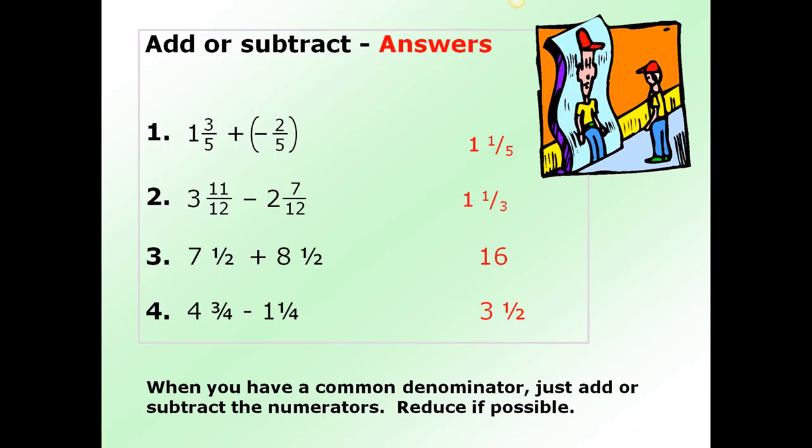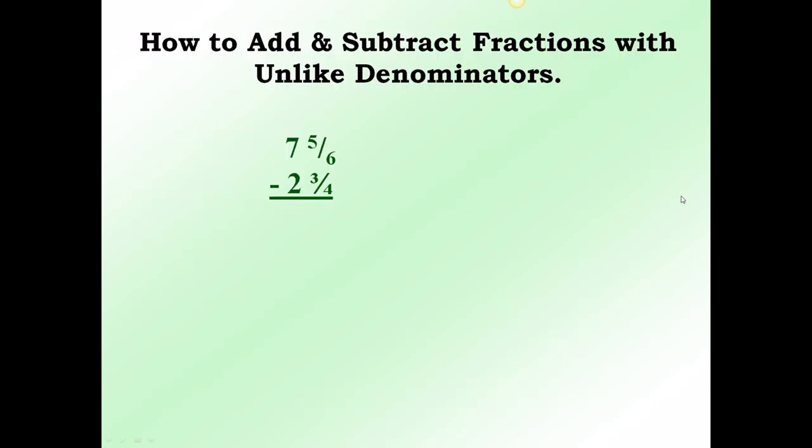All right, now if life could just stay with common denominators when you have to add or subtract, things would be so good. But no. Most of the time you're going to have unlike denominators, which is a bummer. So we have to figure out what to do with them.